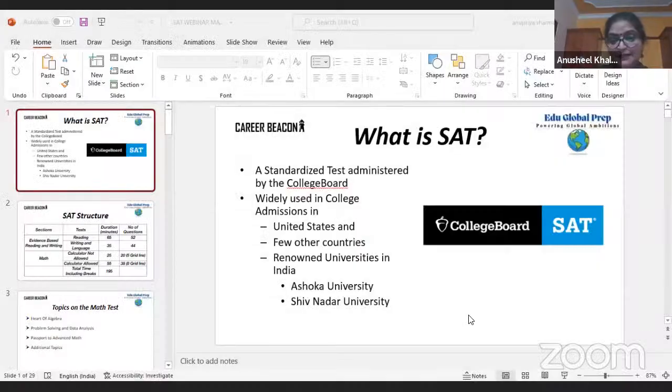I just hope that yesterday's session and the day before yesterday's sessions were really useful for you, and you were able to apply whatever we had learned in those sessions, right? So today we will start with the math part, and before we move to the math section, a quick review.